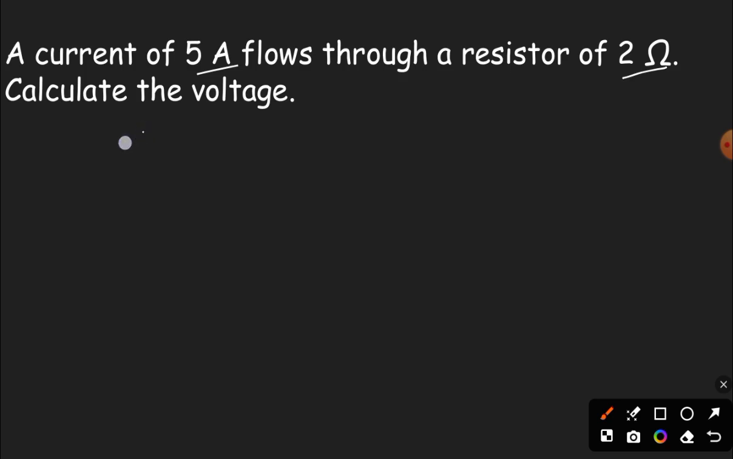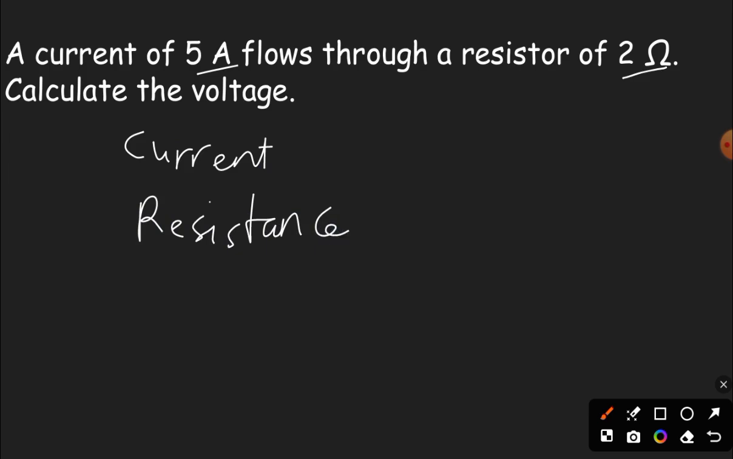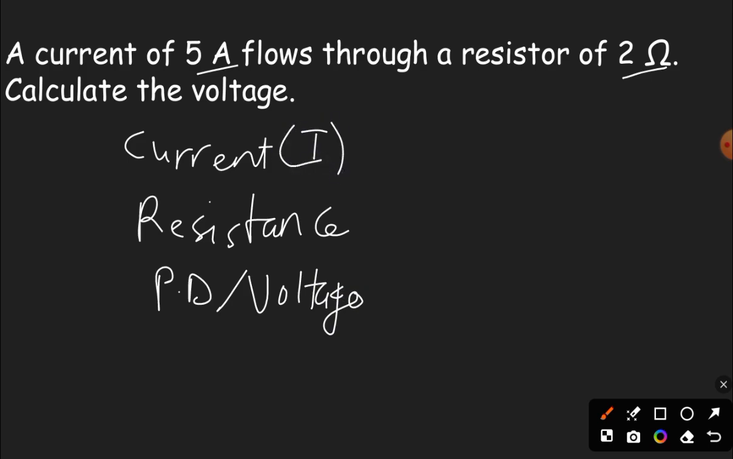So we have current, we have resistance, and we have potential difference, which is also sometimes mentioned as voltage. So current has a symbol of capital I, resistance capital R, and potential difference or voltage has a symbol of capital V.